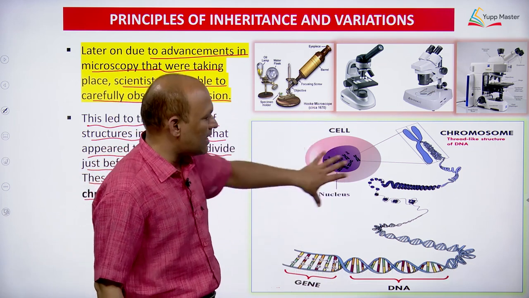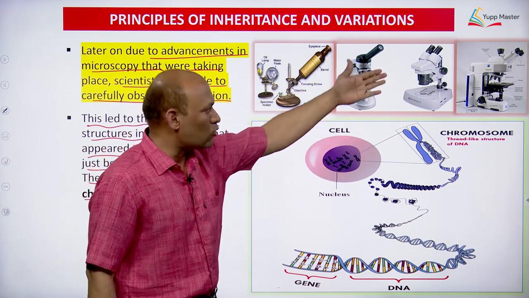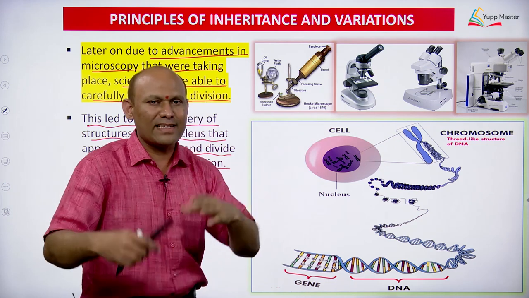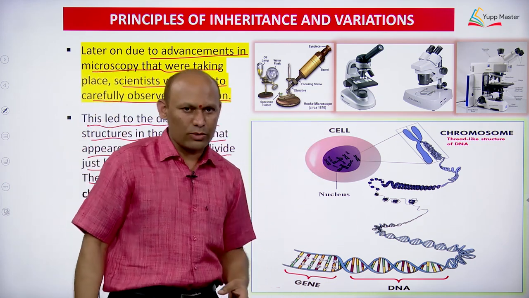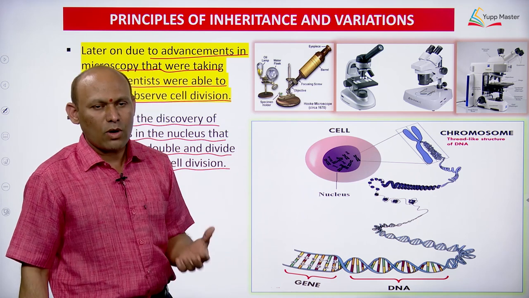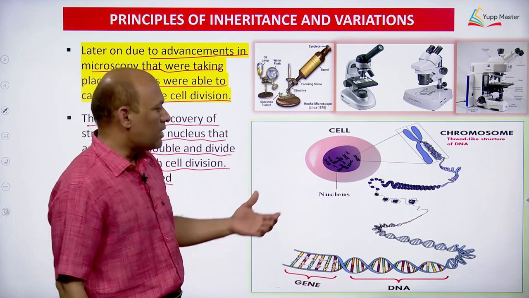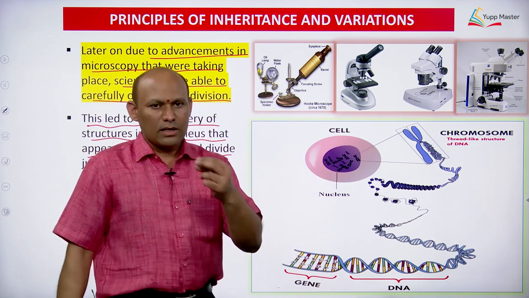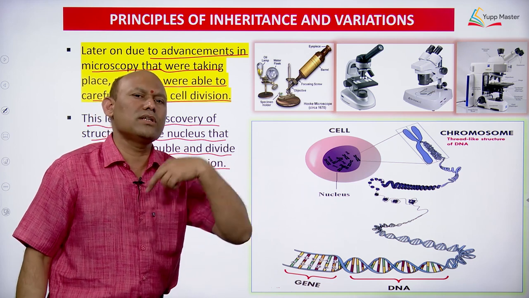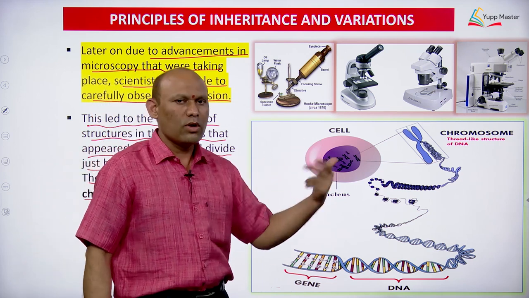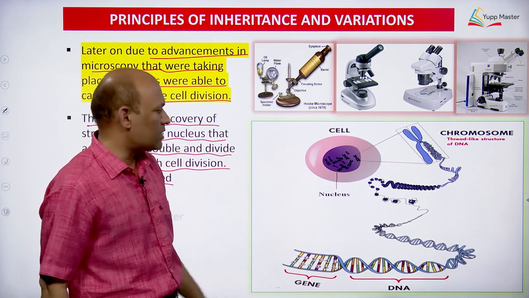This is the cell. With the help of these advanced microscopes, scientists started observing cell division, dear students. This is called cytological observation. Cytologists found some colored structures, meaning structures which can be colored by using some stains. So we can call them colored structures. The word chromosome itself means colored structure.